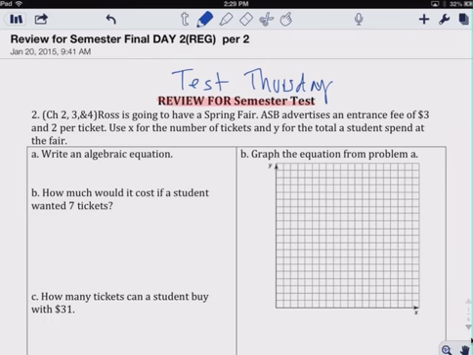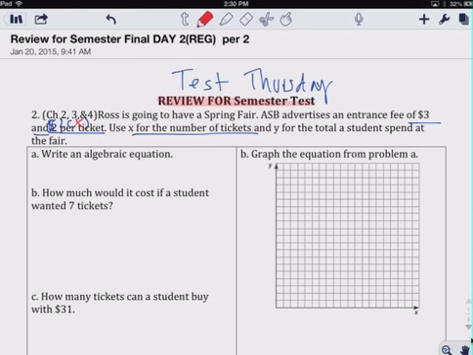Ross is going to have a spring fair. ASB advertises an entrance fee of $3 and $2 per ticket. Use X for the number of tickets, so instead of T, you use the variable X, and Y for the total a student spends. So this helps you to label your independent and dependent variable.